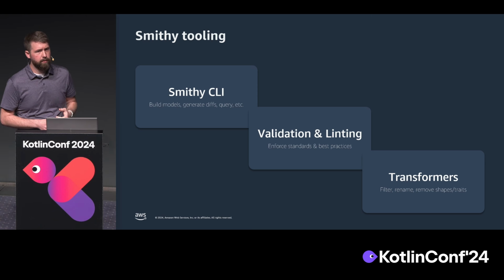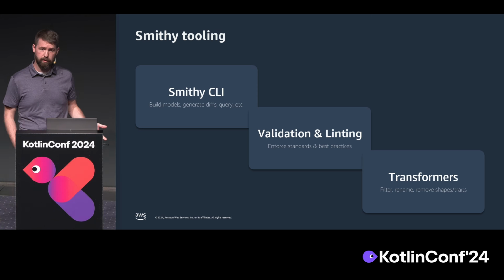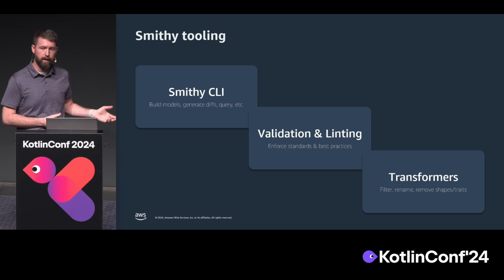And finally, Smithy provides a way to transform models. So you can take one version of a model and, say, export it to a different format, like OpenAPI, or you can do simple things like just filtering shapes. So you might do that if, let's say, you had an internal-only version of a model and you wanted to provide a public version. Well, before you do that, you might filter out operations and shapes that are internal-only.